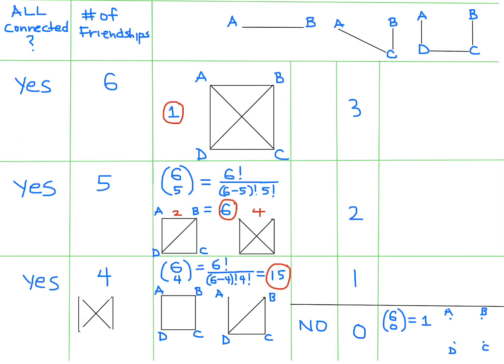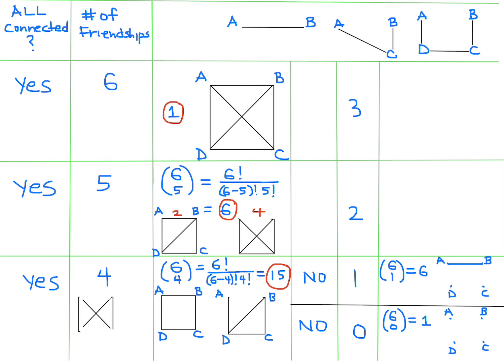How about if you have 1 friendship? 1 friendship is a very easy diagram to draw. It's A, B, C, D, and you just have 1 stick. So somewhere, is this connected? Well, no. D and C are not connected, and D and A are not connected. How do you do that? From 6 sticks, you choose 1. And there's 6 ways of doing that.